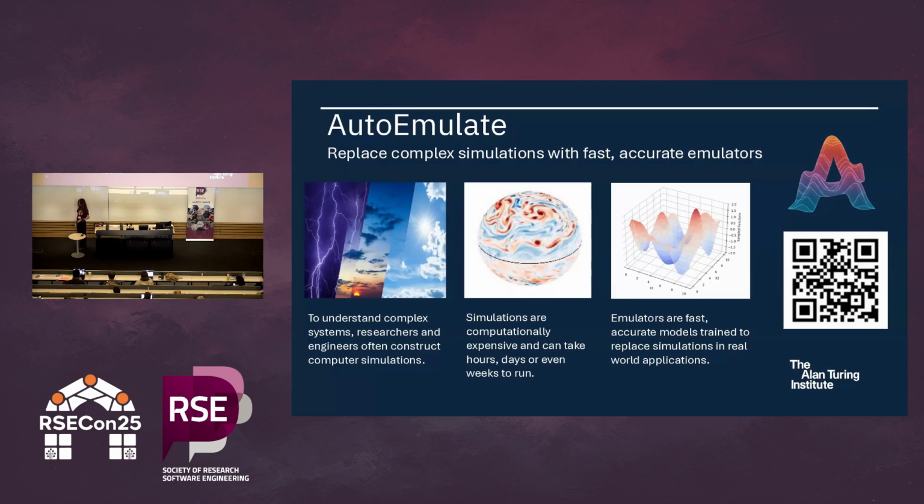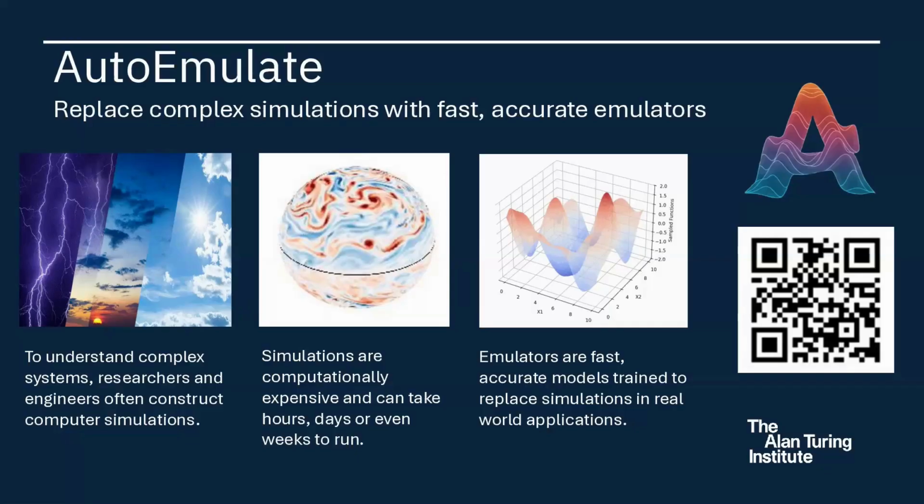Auto Emulate. Hi everyone, my name's Edwin. I'm part of the Auto Emulate team based at the Alan Turing Institute. So many of you in this room may contribute to software that attempts to simulate the real world. And you're probably painfully aware the real world is complicated. So often those simulations can take very long to run. It could be days, it could be weeks, it could be months. And maybe you don't have time for that. In which case you can sub that out with an emulator or a surrogate model. So this is a statistical model that can replace this process. And often these run, or they usually run a lot quicker.